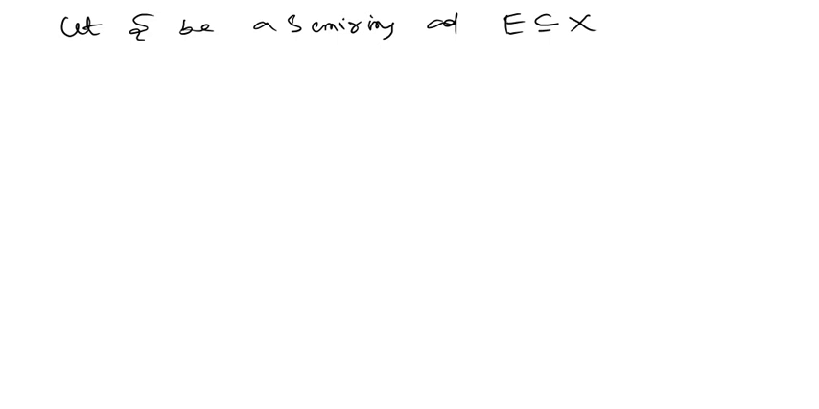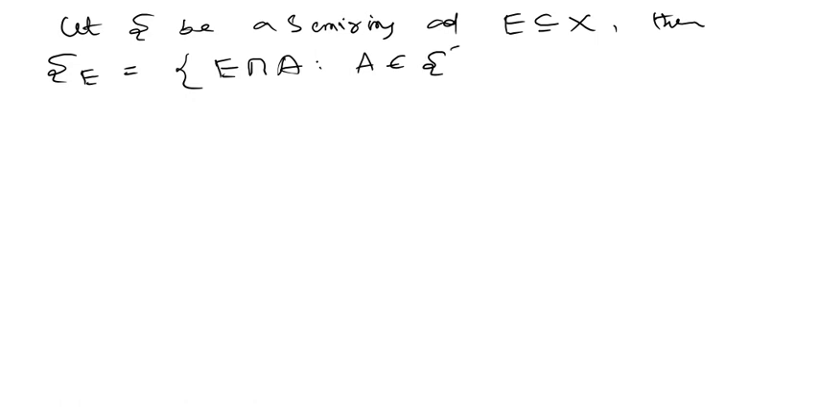Okay, suppose we have a semi ring. Let S be a semi ring, and E be any subset of X. S is also a collection of subsets of X, a semi ring. Then this collection, S_E, is called E intersection A, where A is a member of S. Then this is also a semi ring.